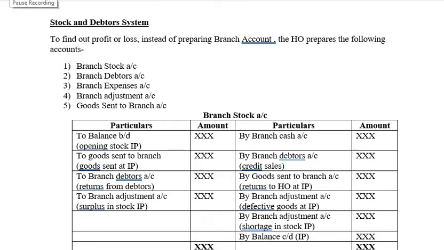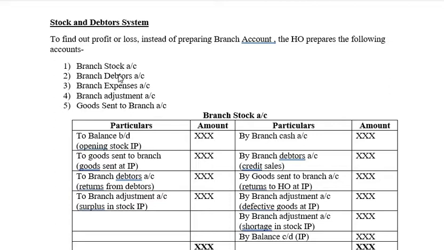In the previous class, we were dealing with the stock and debtors system in branch accounting, and we have also seen these different methods of valuation of stock and debtors system. In the stock and debtors method, suppose the head office does not want to prepare a branch account. Then, instead of preparing a branch account, the head office goes for preparing different accounts like stock account, debtors account, expenses account, adjustment account, and goods sent to branch account.